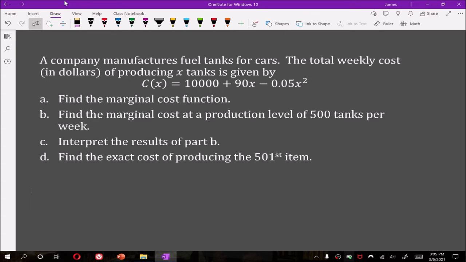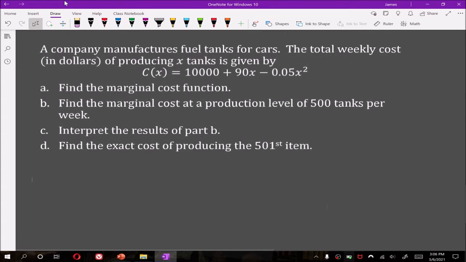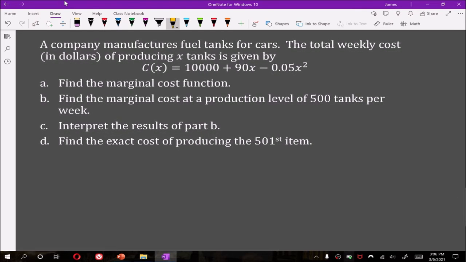We wish to find marginal cost. Find the marginal cost at a production level of 500 tanks per week. Interpret this, and then find the exact cost of producing the 501st tank. All right. Well, for part A, recall that the marginal cost is the derivative of cost, so C prime of x. All right, so we're going to take the derivative of this function up here. That gives us 90 minus 0.1x.